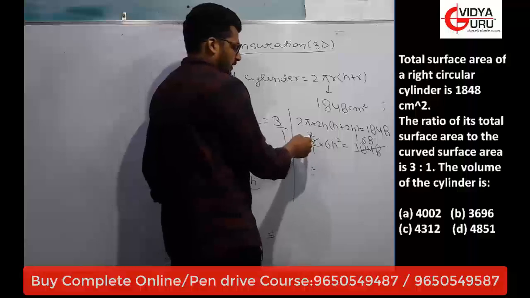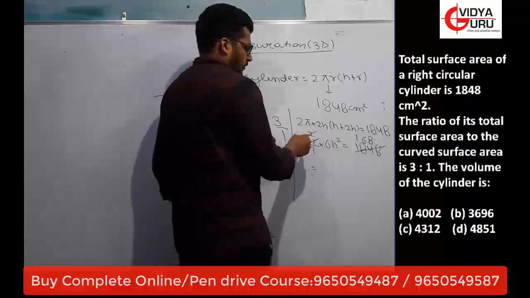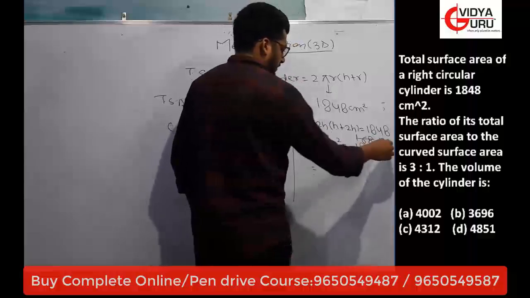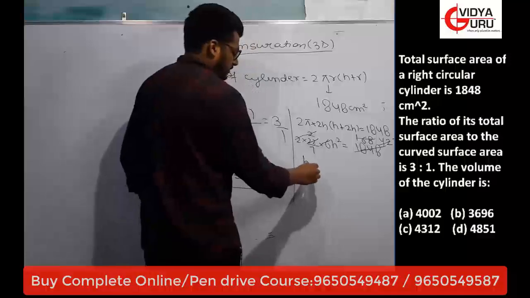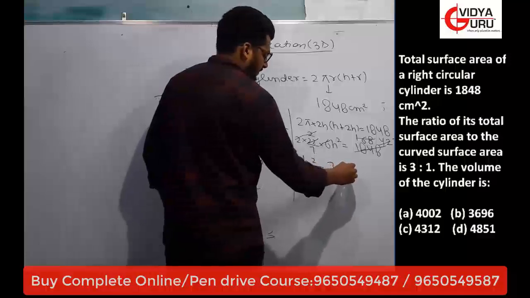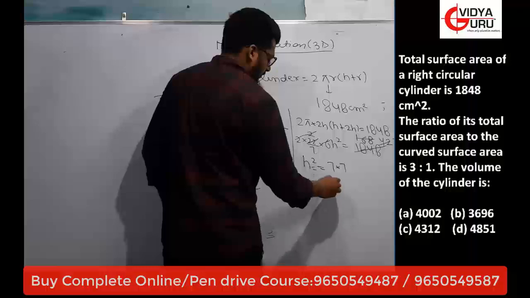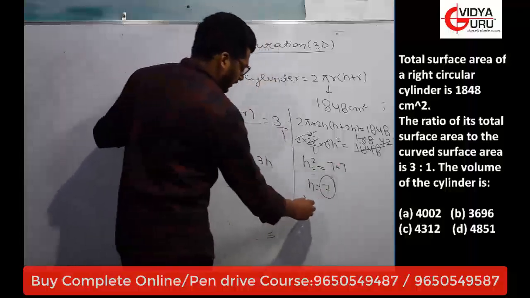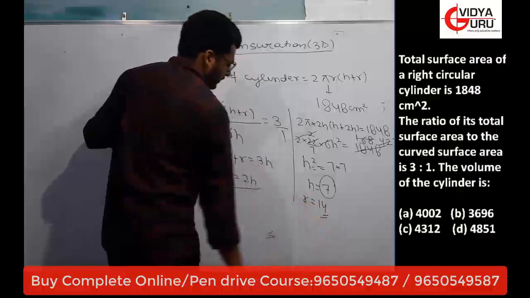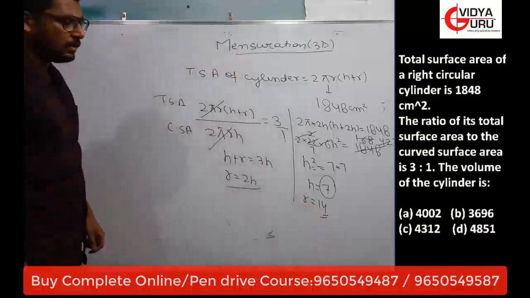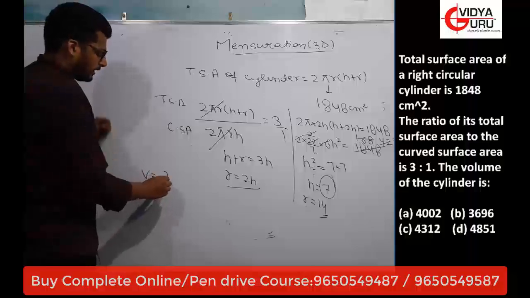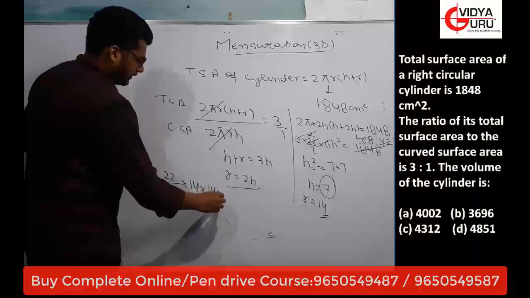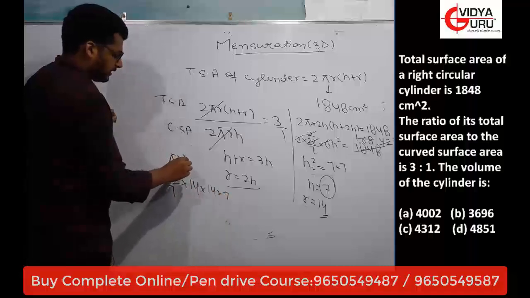Now 6 into 12, 2 into 4, 4 4s are 16, and 4 into 8, and 6 7s are 42. So h and 1 7 is there, h square will be what? 7 into 7. So h will be equal to 7. Then what will be the value of r? r will be equal to 14. Now I can easily find the volume of the cylinder. What is volume? Pi r square h.